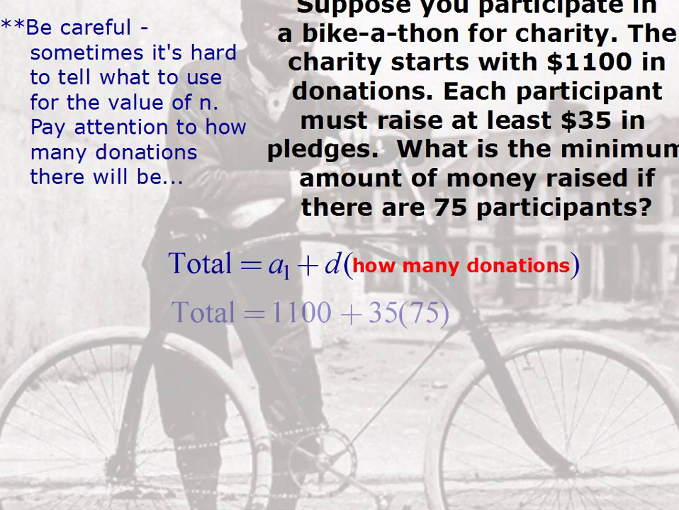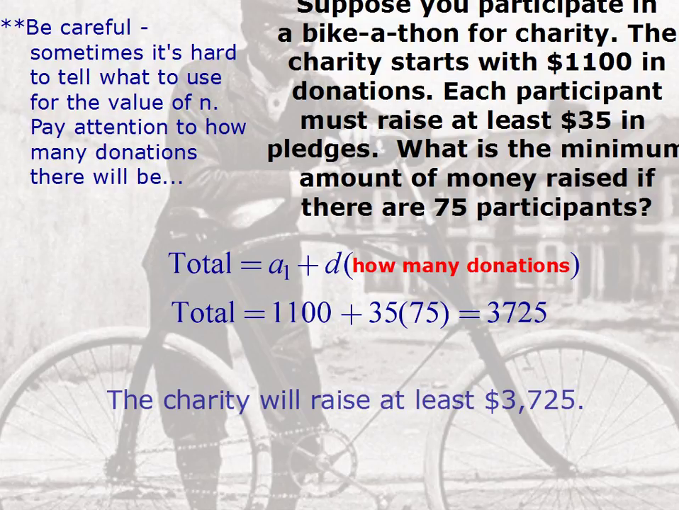I do, however, have a definite initial donation, right, $1,100, and I know how much money, or the minimum amount of money, each participant's going to donate, and how many donations I'm going to get, or how many participants there are. Once I solve this, of course using order of operations, I get 3,725, and I can go ahead and answer the charity will raise at least $3,725.